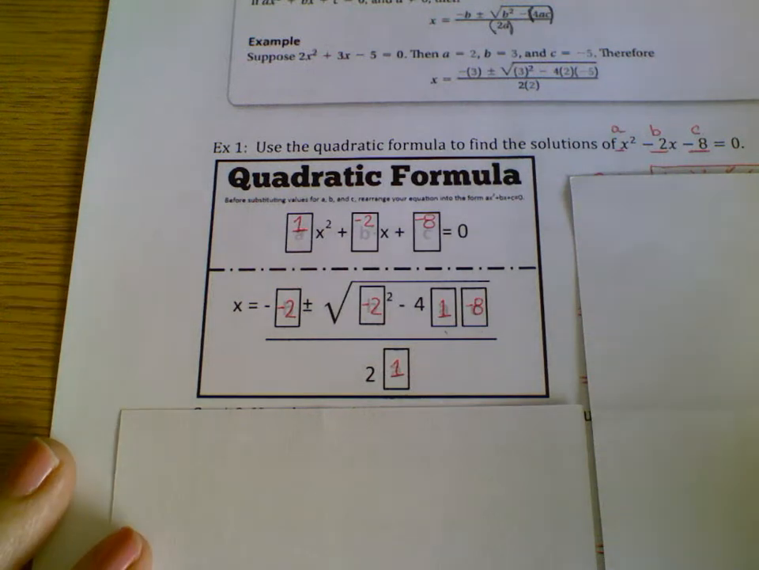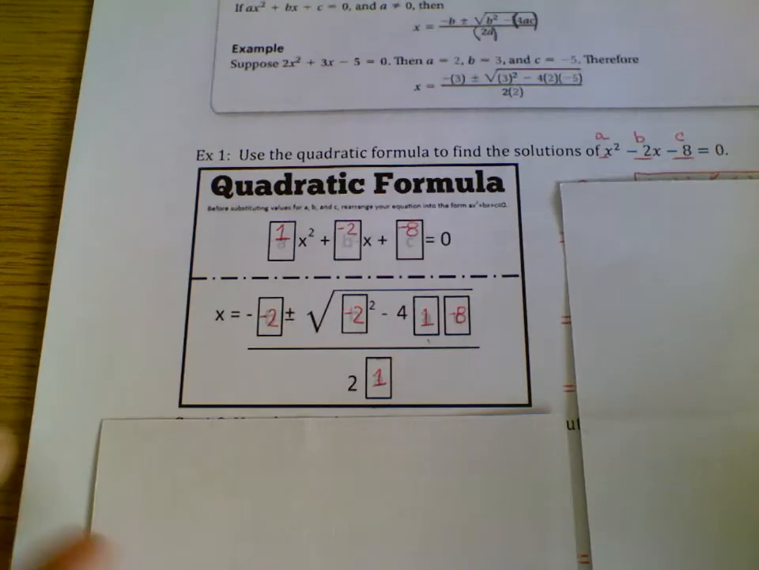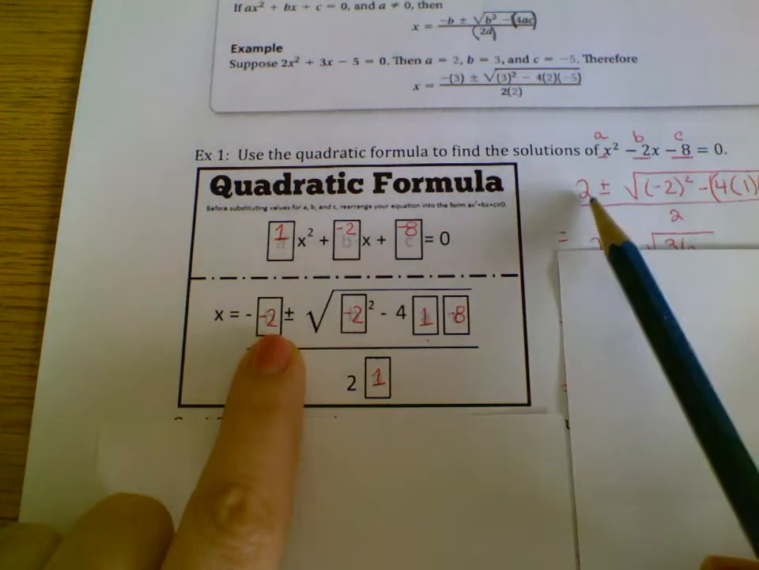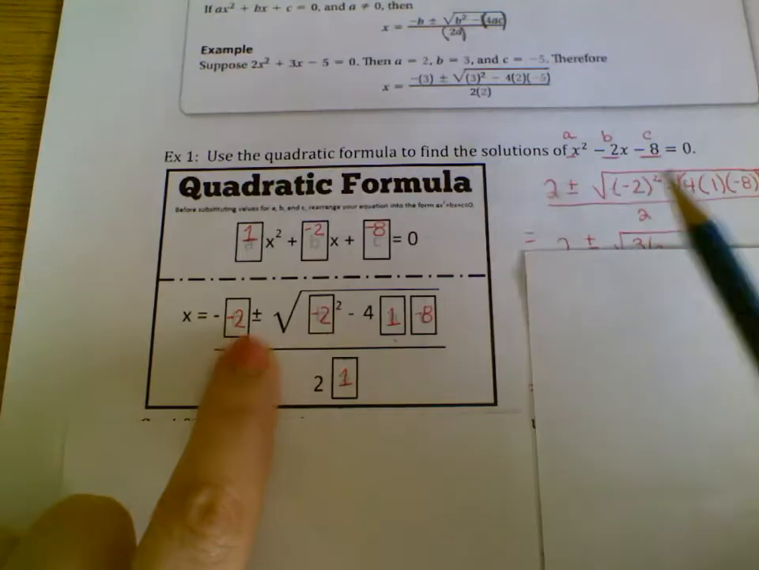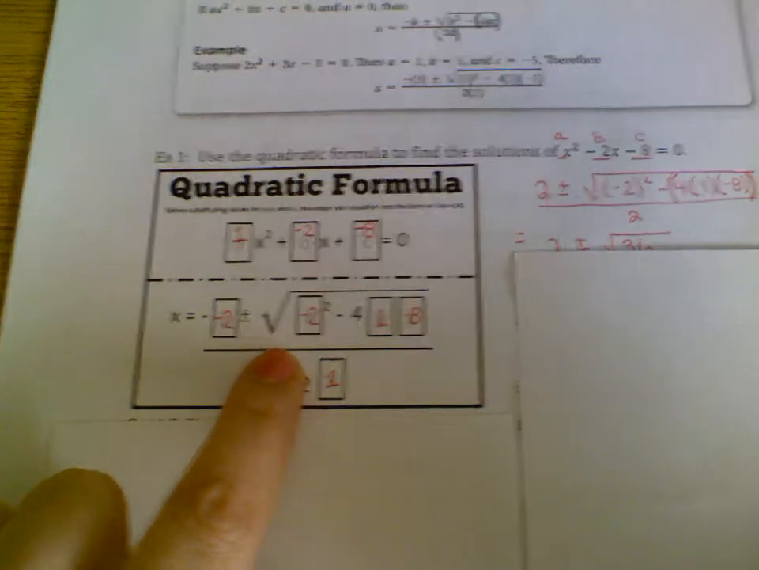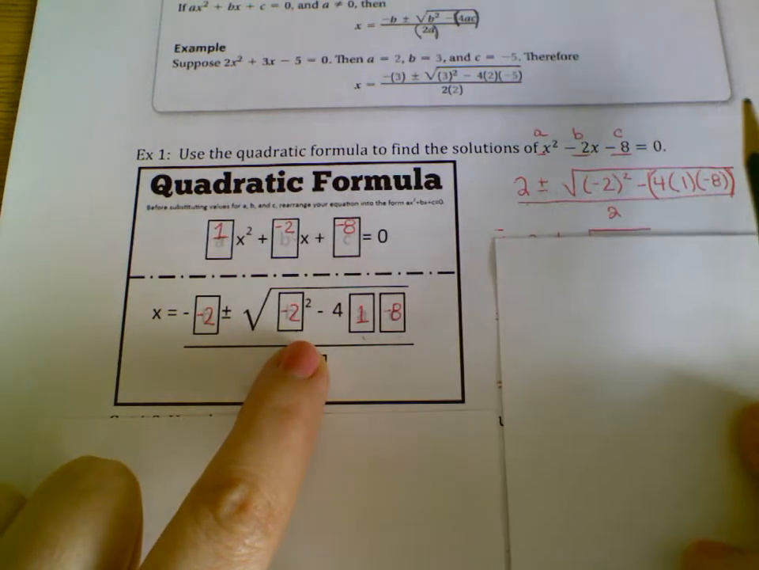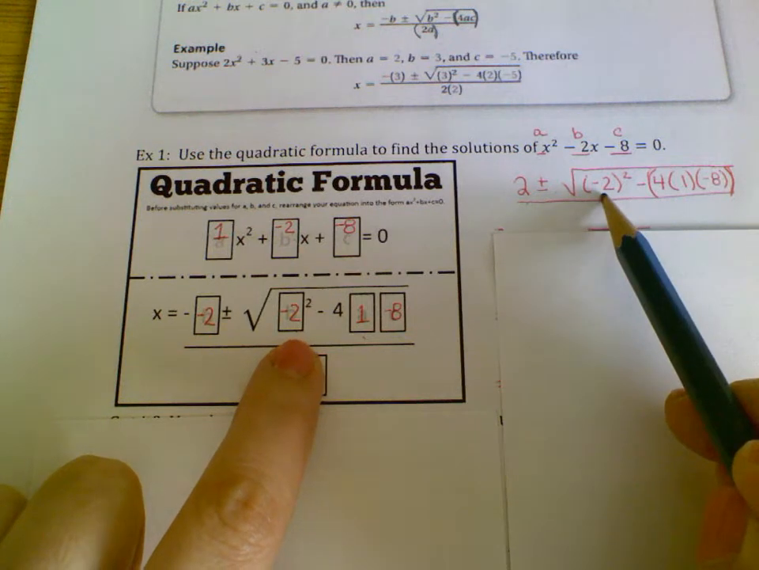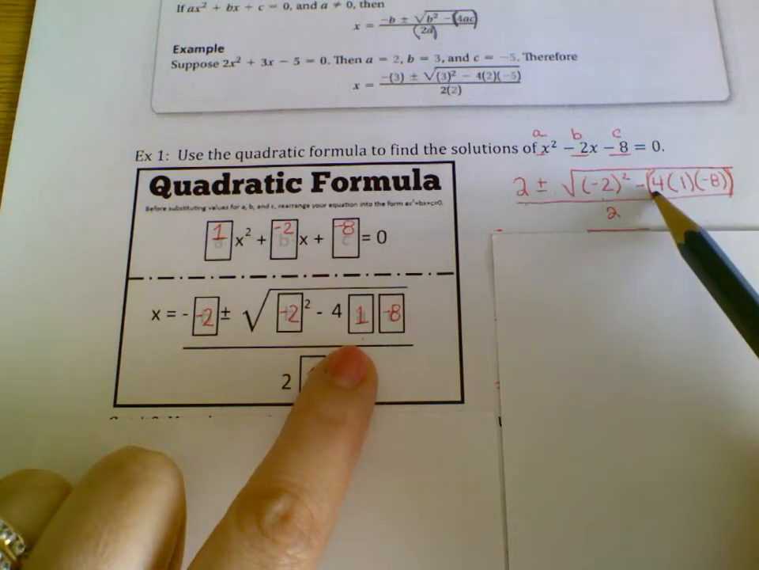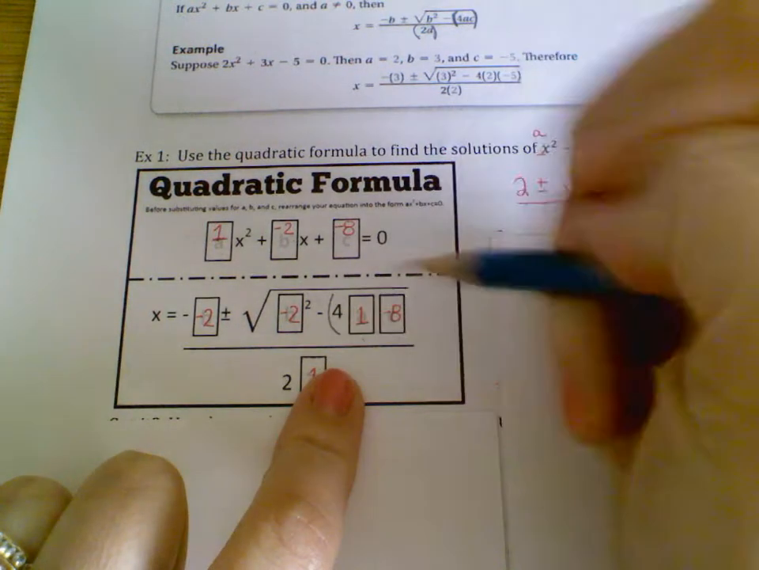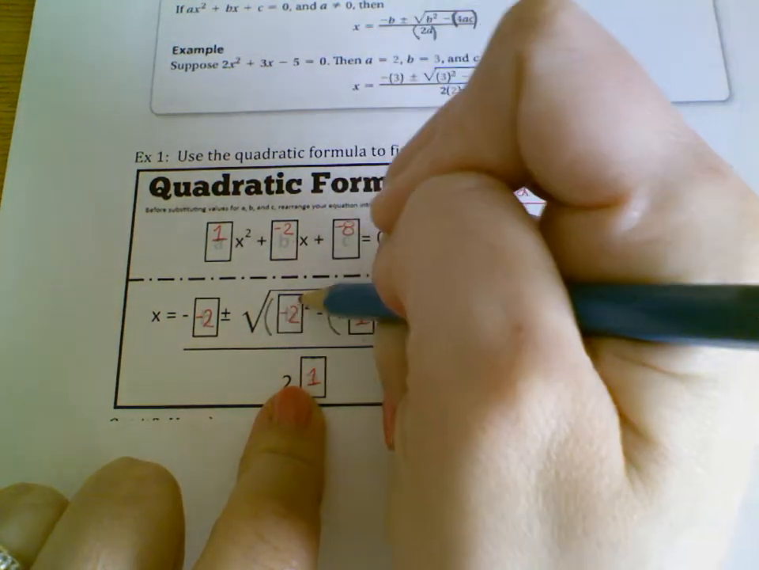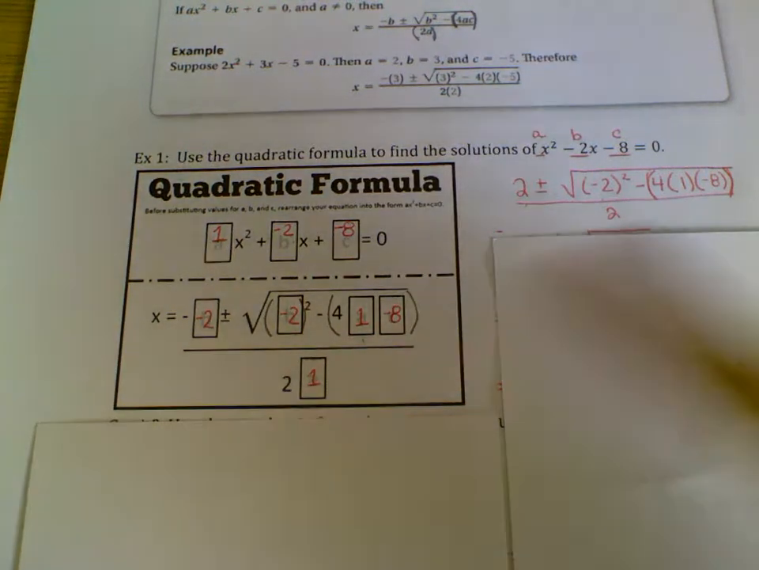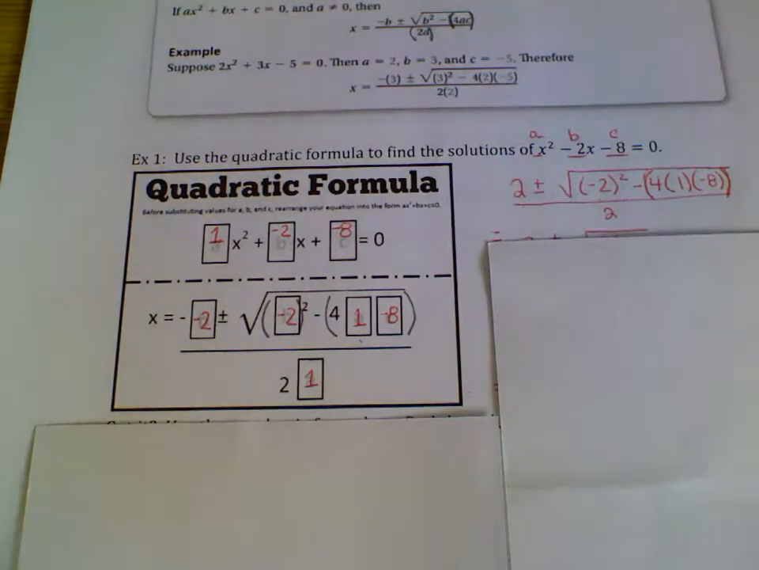So now what we're going to do is start using some order of operations. So we're going to do the opposite of negative 2, which is positive 2. Plus or minus the square root. Now I just rewrote this part over here, but you're going to put parentheses around the negative 2, and then we're going to put our extra set of parentheses around that 4ac. Then we went ahead and multiplied the bottom and did 2 times 1 and got 2.